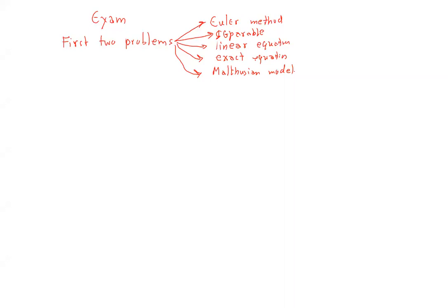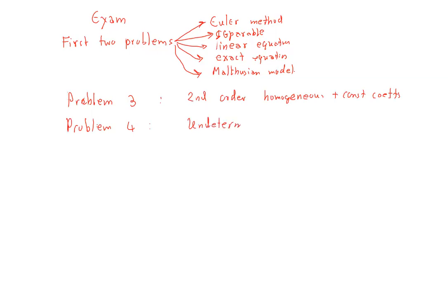Then problem 3 will be second order homogeneous constant coefficients. The simplest thing around. Problem 4 is going to be undetermined coefficients. So there will be a problem from undetermined coefficients no matter what. Okay, and then you may or may not have an adjustment, but there's going to be such a problem.